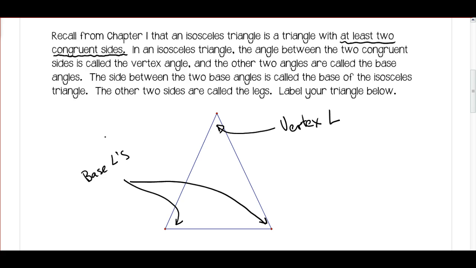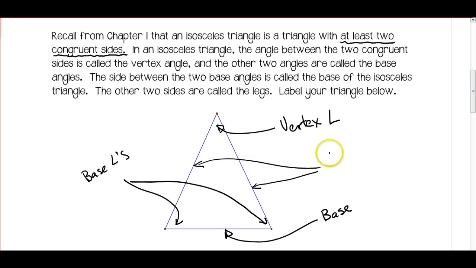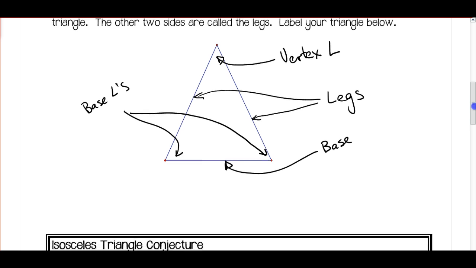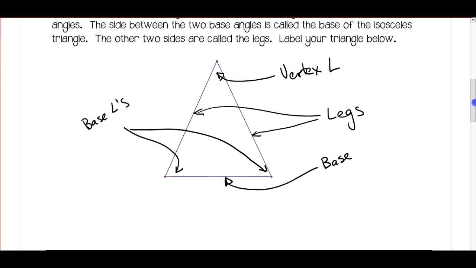The side between the two base angles is called the base. So over here I've got the base, and it's important that you know all these different parts. The last two sides are called the legs. I have a leg on the left and a leg on the right. The way this is oriented, these are the legs. Make sure that you know what the different parts of an isosceles triangle are. And we know that these two sides are congruent.